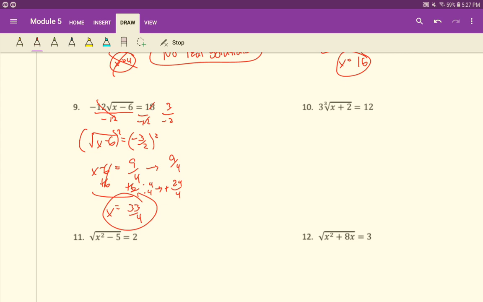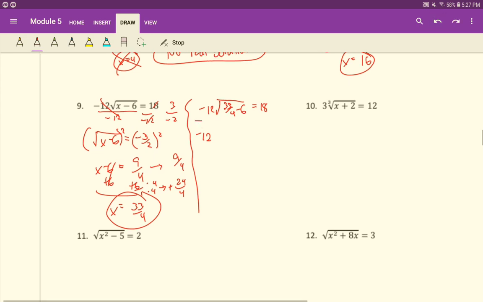Because we don't know if that's gonna work or not. Let's see. So negative 12 times the square root of 33 over 4 minus 6 equals 18. Okay, right away you might be able to see that we're not going to get 18, because the square root of something is going to be positive, and we're multiplying by a negative, and we're then going to say that that's going to be a positive answer. So we're taking something that we know is positive, multiplying with something we know is negative, and we're going to get a positive answer. Is that even possible? No. It is not.